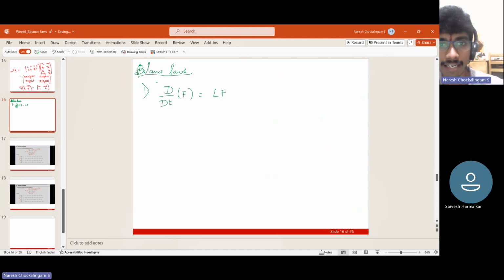This will be used repeatedly in the upcoming sections of the course. So what is the material time derivative? Material time derivative of any quantity phi is nothing but d phi by dt, keeping the material point constant.